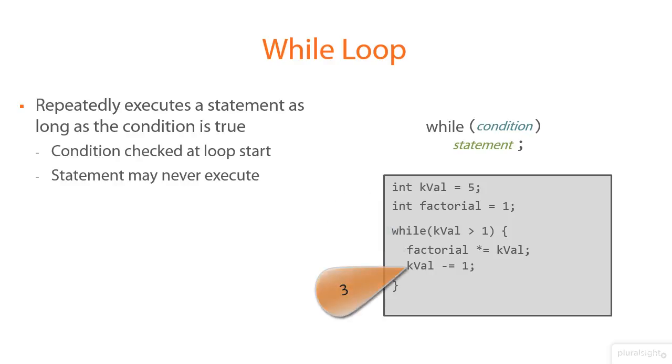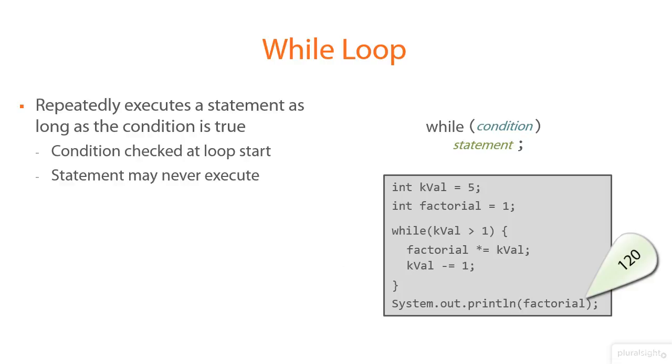3 is still greater than 1. Factorial is 20 times 3, which is 60. Kval becomes 2. 2 is still greater than 1. Factorial then is 60 times 2, 120. Kval now decrements down to 1. When we check our while loop, 1 is not greater than 1, so it falls through, and then it would print out the value 120.